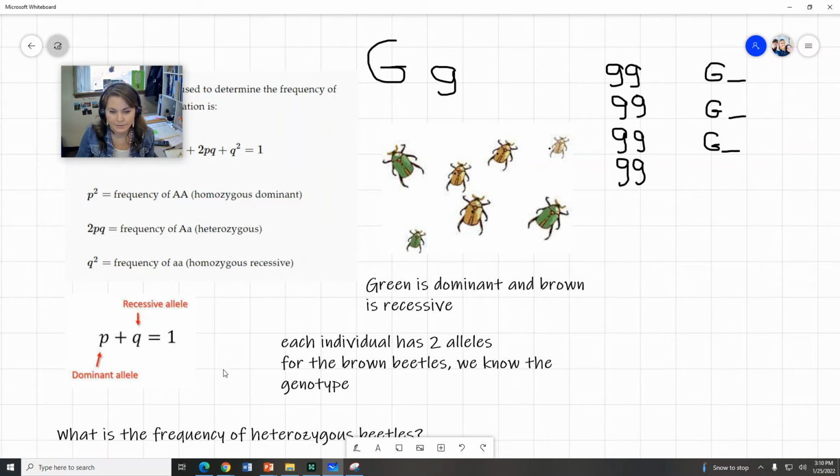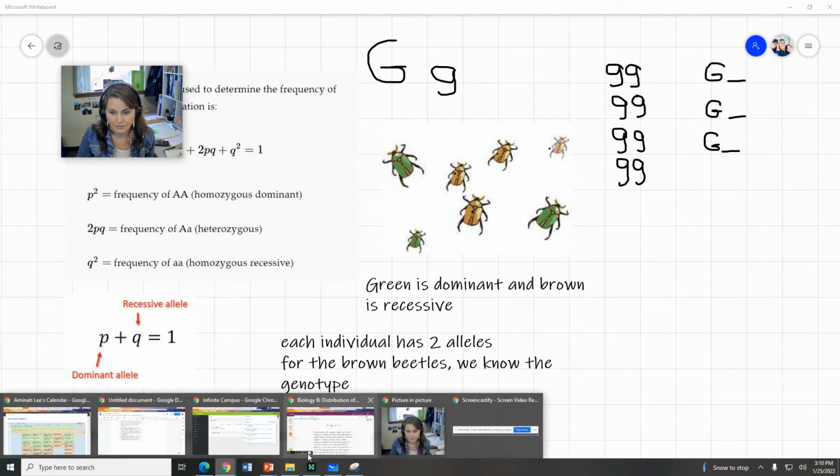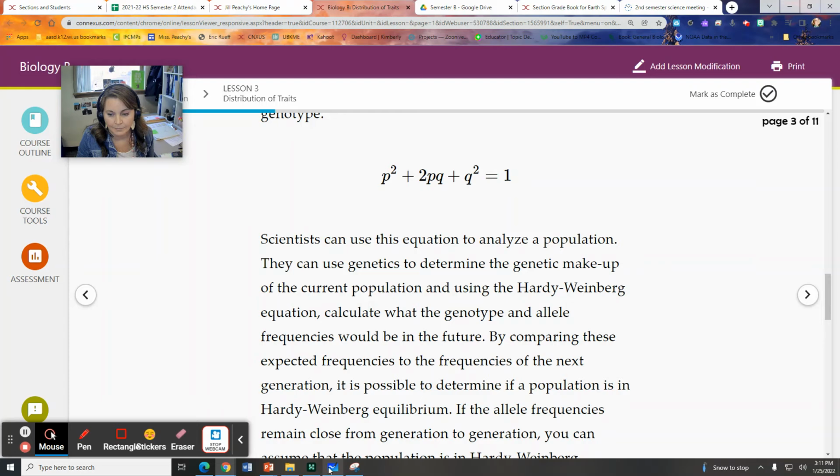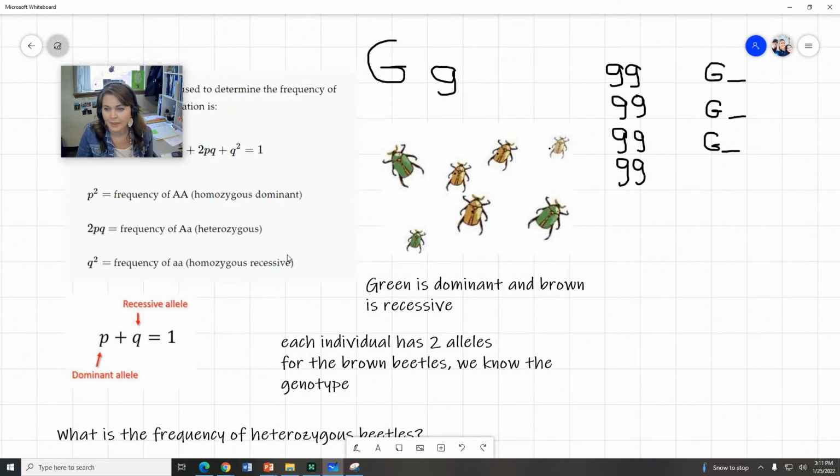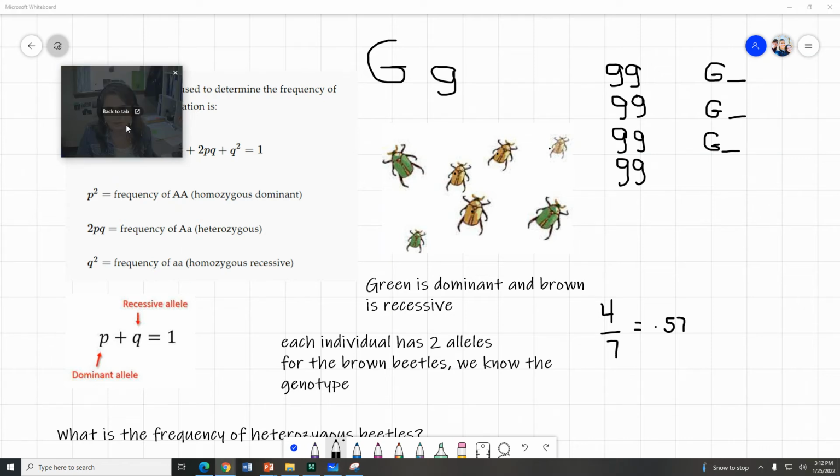So okay, if the brown beetles, we have 4 of them, right? 4 out of 7 are brown. When I do that, 57% are brown.